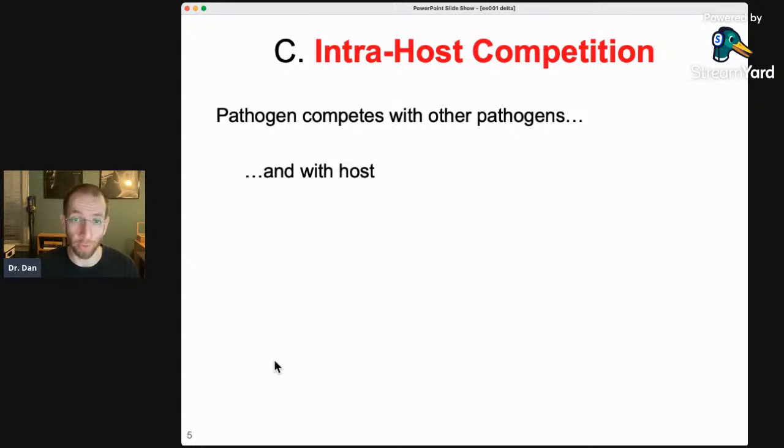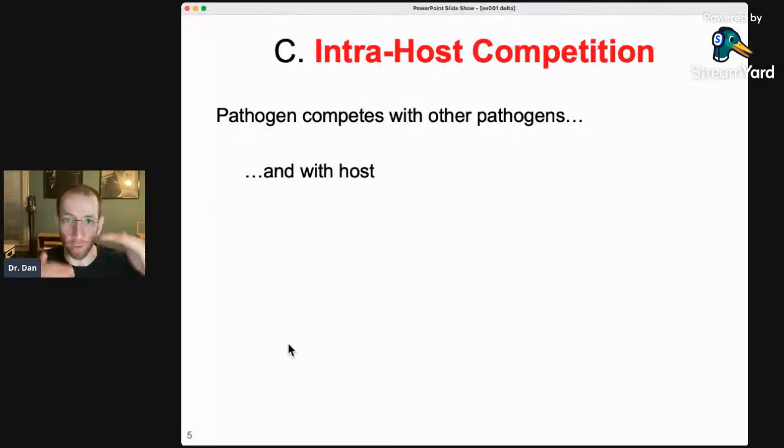You're also, as a virus in that situation, competing with the host, because the host isn't just going to sit down and take it. The host is going to fight back. We have immune systems, right? So you're also competing with the host. You're in a race with the host to infect those cells before the host can kill you or inactivate you. And you're also in an arms race with the host to evade the countermeasures that are being thrown at you. So that's intra-host competition.